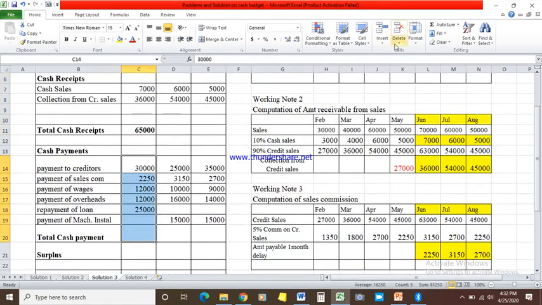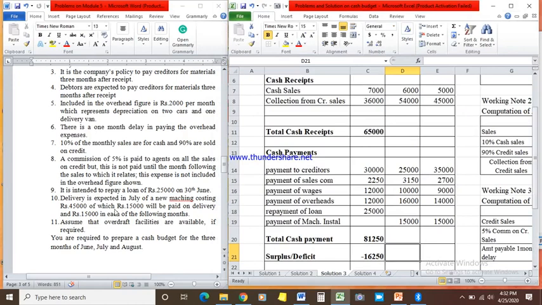Then let's take the payment total. 81,250 is the payment. So in case the cash payment is more than the cash receipt, then we say it's a deficit or negative balance. So when that is the case, what happens? When you have a deficit balance of 16,250, as the sentence goes, the firm can go for an overdraft facility.